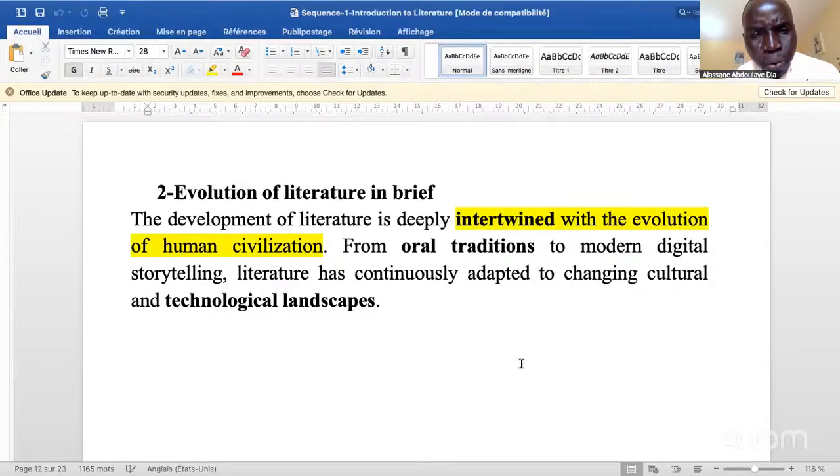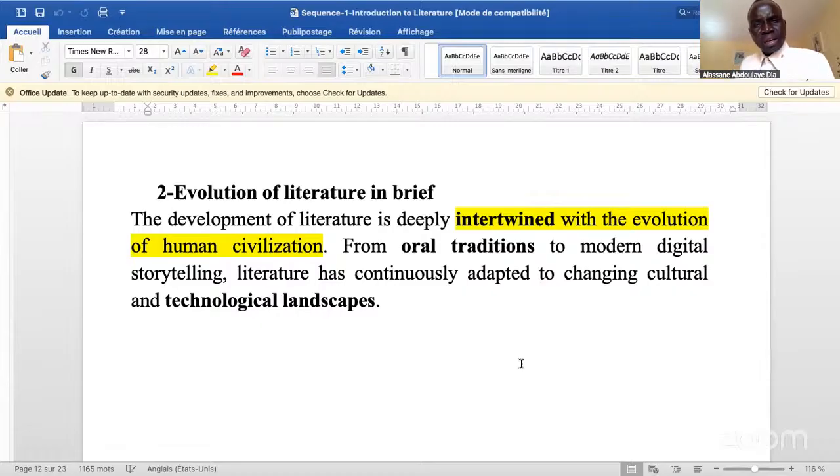African literature started with protest, the negritude movement. You read the negritude movement. But today we are not in the negritude movement. We are in different things. So it evolves, it is intertwined with the evolution of human civilization. That's why you have ancient Greek literature. You have medieval literature, la littérature du Moyen Âge, le classicisme, le siècle des Lumières. These literatures are different from the literatures we have today. Now, from oral traditions to modern digital storytelling, literature has continuously adapted to changing cultural and technological landscapes.